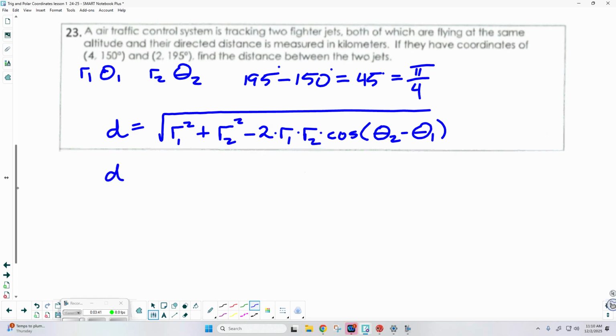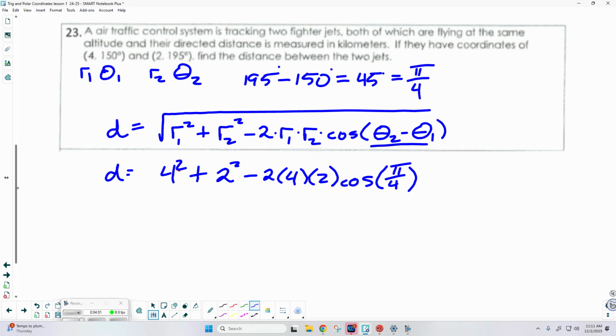Okay, so let's plug in. The distance is going to be the first radius squared, so 4 squared, plus the second radius squared, 2 squared, minus 2 times 4 times 2 times the cosine of that difference we just found to be pi over 4. And all of this was below the square root.